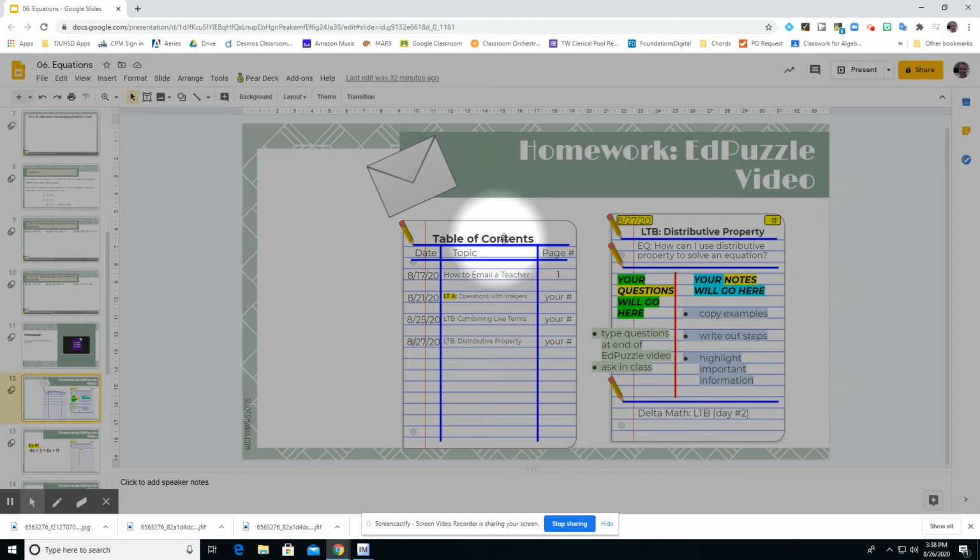Hi Algebra 1, please update your table of contents. So today's date, learning target B, the distributive property, and your page number.